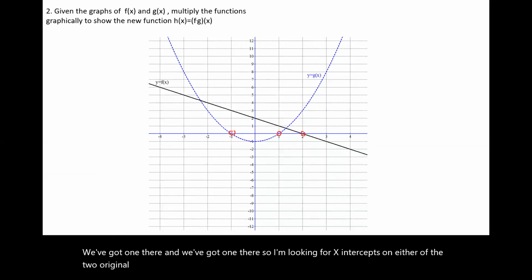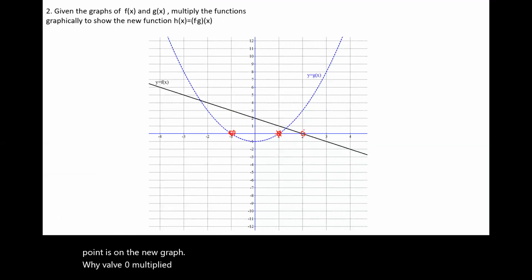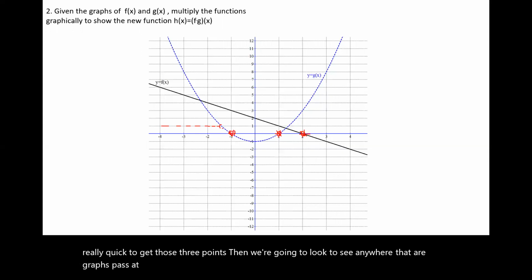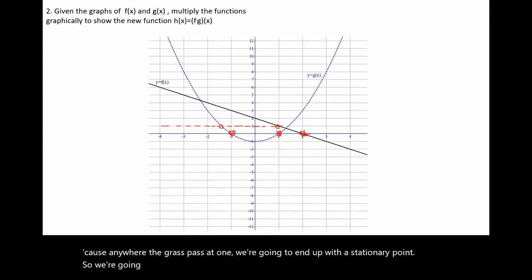When you multiply a y value of 0 by anything, you get a y value of 0. So this point is on the new graph. Y value of 0 multiplied by anything, still 0. So really quick to get those 3 points. Then we're going to look to see anywhere that our graphs pass at 1. Because anywhere the graphs pass at 1, we're going to end up with a stationary point. So we're going to end up with 3 stationary points. We'll see if we can find out where they are.